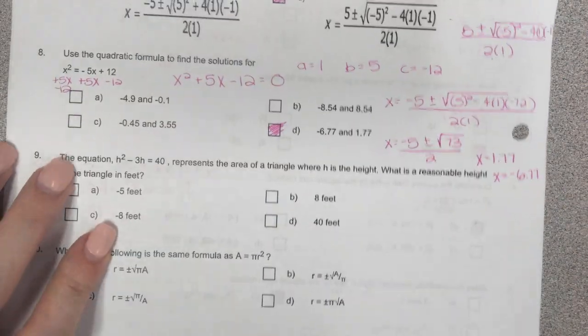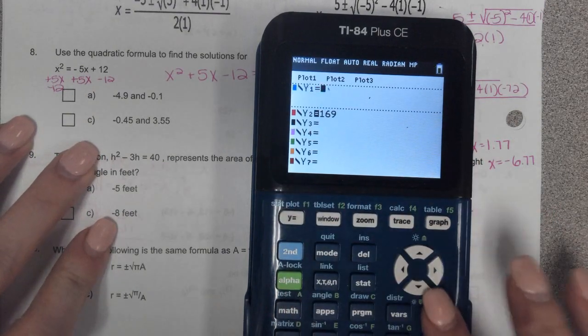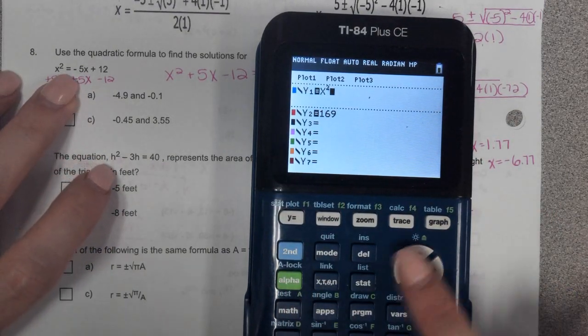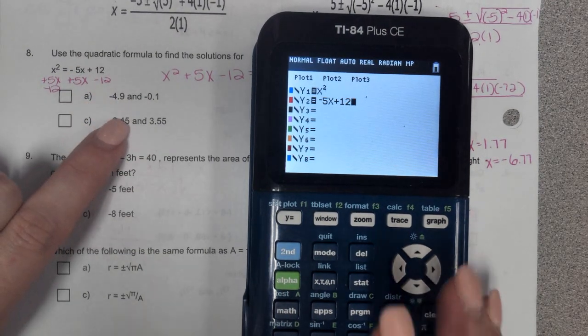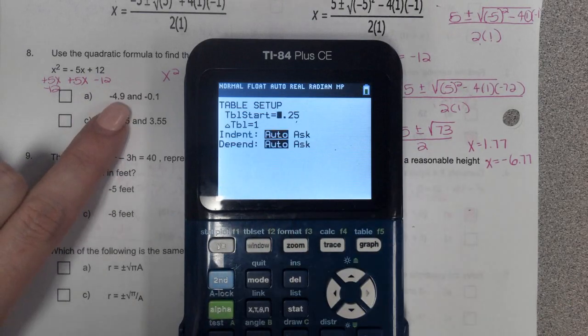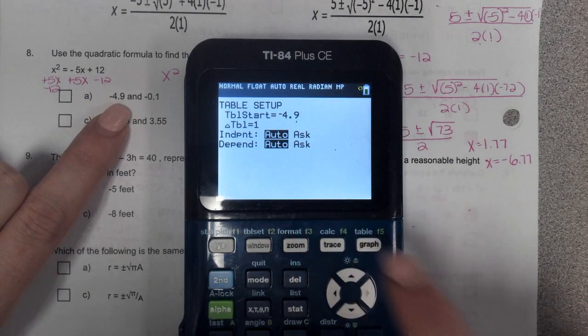Now, can you do this on your calculator as well? You betcha. In y1, I'm going to put x squared. In y2, negative 5x plus 12. Now, these are approximates. Okay, so second window, let's go to negative 4.9.